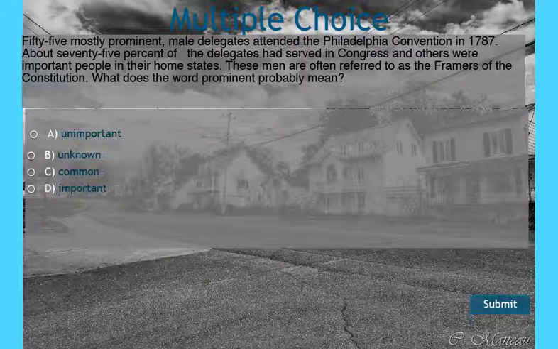Here is a sample context question that I want you to try. You're going to be reading these sentences, looking for the word prominent. Look all around and see if you can figure out what the definition is. Press your answer and then press next.